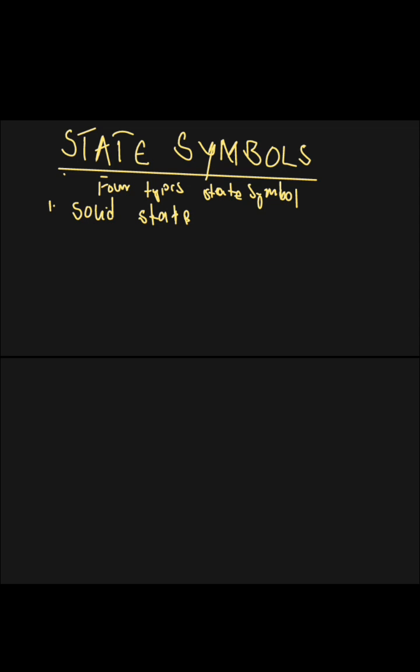So basically we have four types of state symbols. These state symbols are normally used when you are writing a chemical equation, so that you know each and every compound or element involved in the chemical equation in which state it is. So firstly, the first one is the solid state, which has a symbol S.